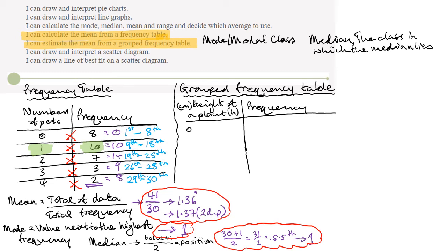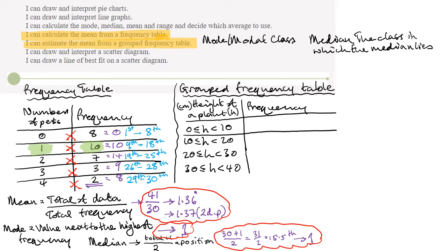So it can be from 0 to 10 centimeters. It can be from 10 to 20, 20 to 30, or 30 to 40. So these symbols here, just make sure that numbers can go in one group and not the other, and they don't overlap. So for example, if I had a plant that was exactly height 10, it wouldn't go in this group because this is less than 10. It will go in this group. So these groups don't overlap.